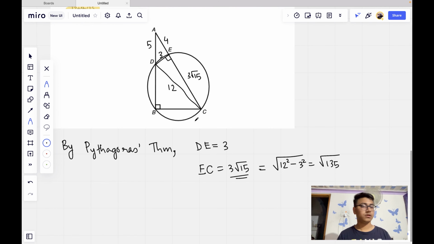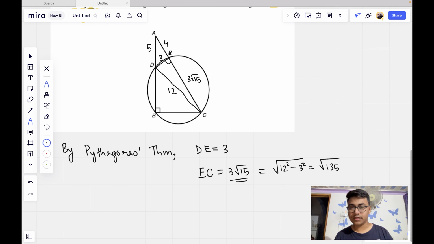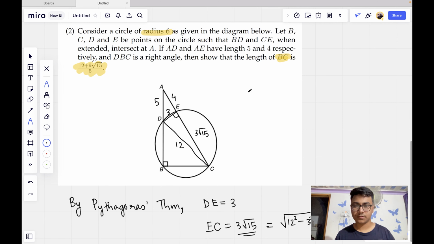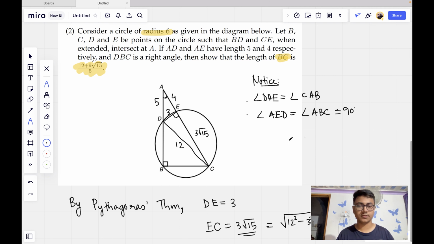Now notice that triangle ADE is similar to triangle AEC. Why exactly? Okay, I will write it down here on this side. Notice angle DAE is equal to angle CAB, because this is just the same angle, right? Again, angle AED is equal to angle ABC, because these are 90-degree angles, so they have to be equal. Both of these are 90 degrees.